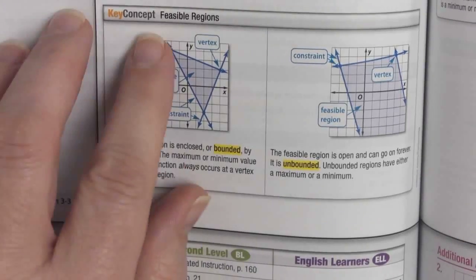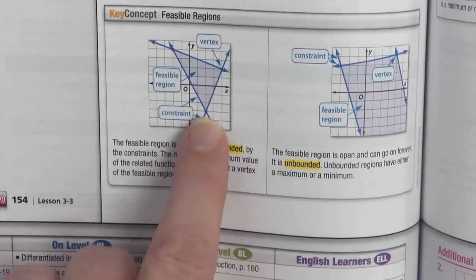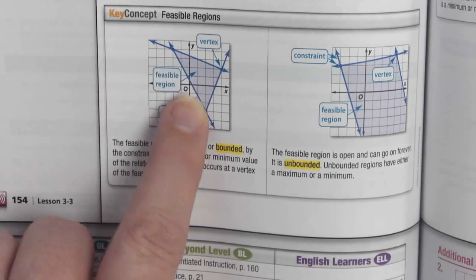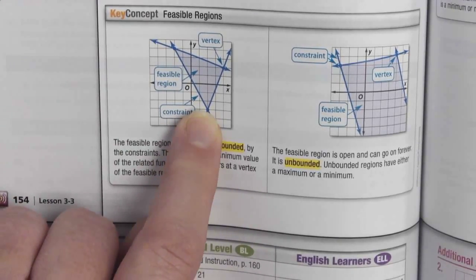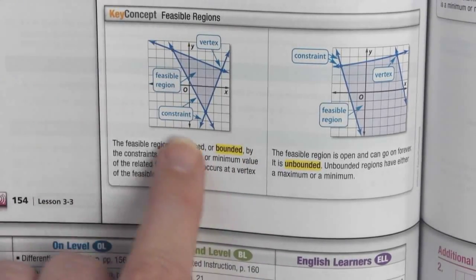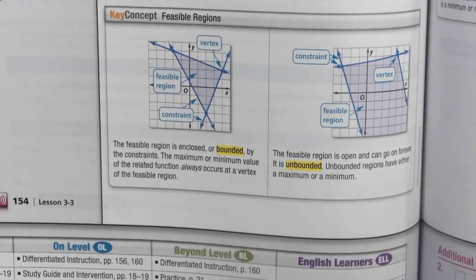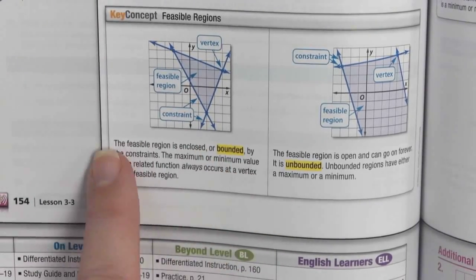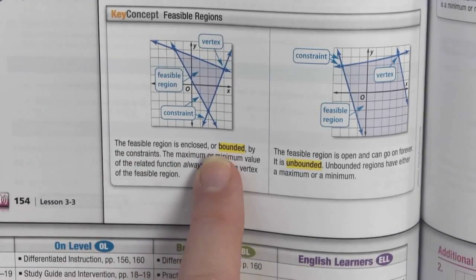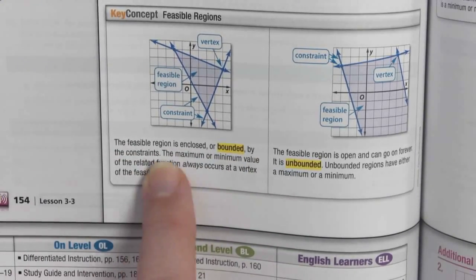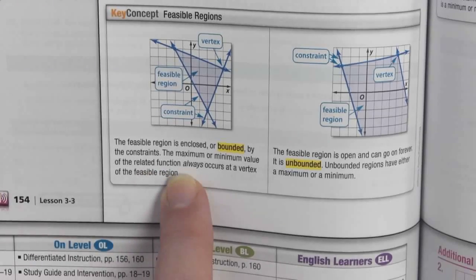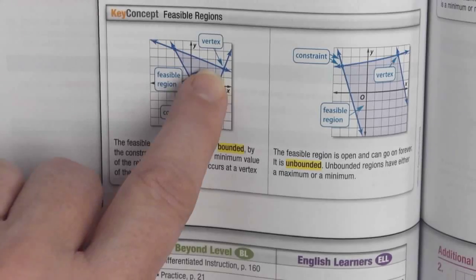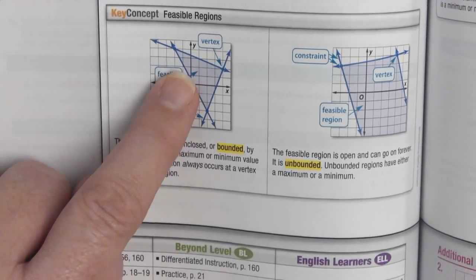Here's a couple of drawings of them. Here's the constraints, right? And if you guys remember, when you're graphing these, that's a boundary. Now, when we're talking about a scenario of a business or whatever, then we call that constraints. Now, a feasible region is enclosed or bounded by the constraints. The maximum and minimum values of the related function always occur at a vertex. So you don't have to worry about plugging in any of the points on the inside.